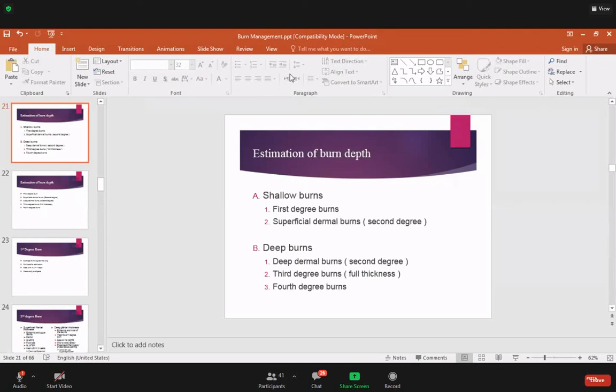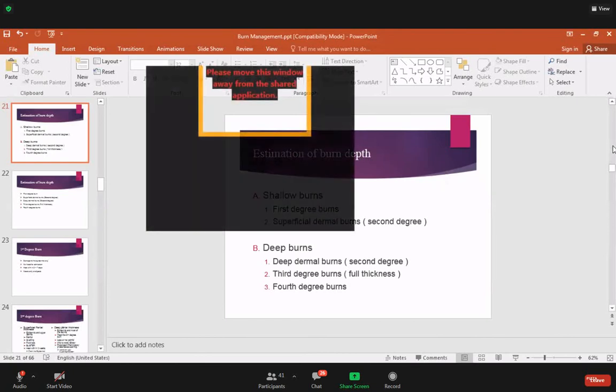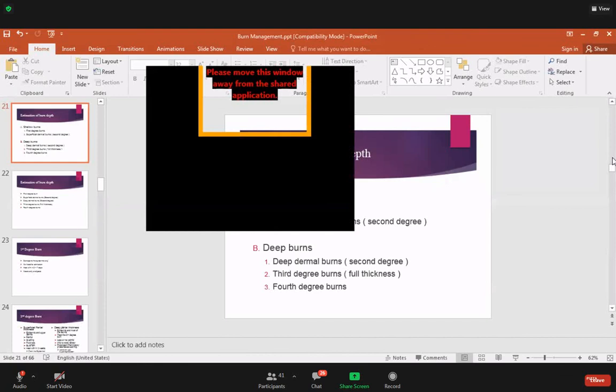Doctor, I have a question. Yes. Would you please repeat how do I calculate the calories? And how much fluid should I give a burnt patient? Okay.